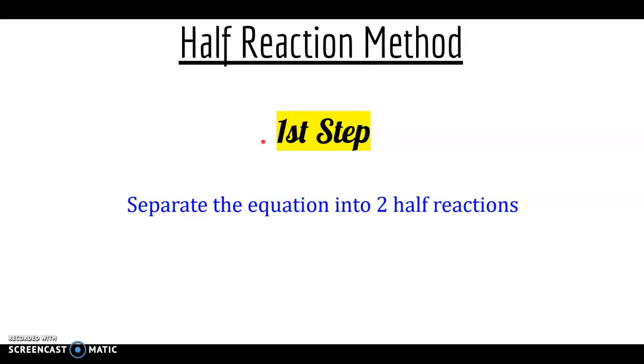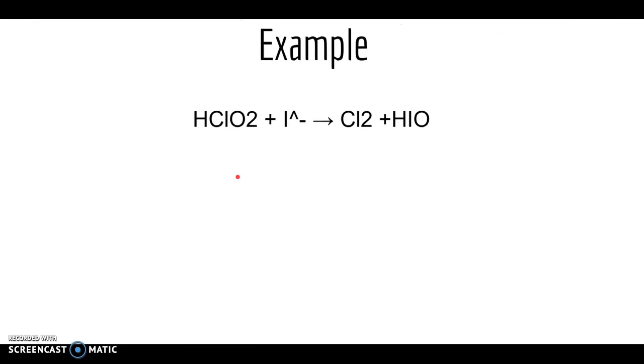The first step of the half reaction method is to separate your equation into two half reactions. For example, in this equation we have HClO2 plus I- turns into Cl2 plus HIO. Notice the Cl on both sides and the I on both sides. Now all you have to do is take the term with Cl's and make them into one half reaction, like this: HClO2 turns into Cl2. Same thing with the I's now. You take the I-, and then it turns into HIO.